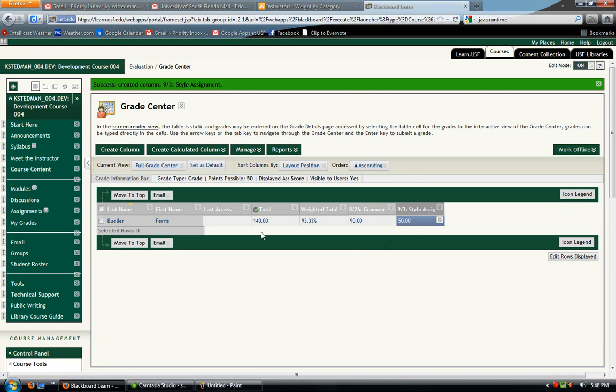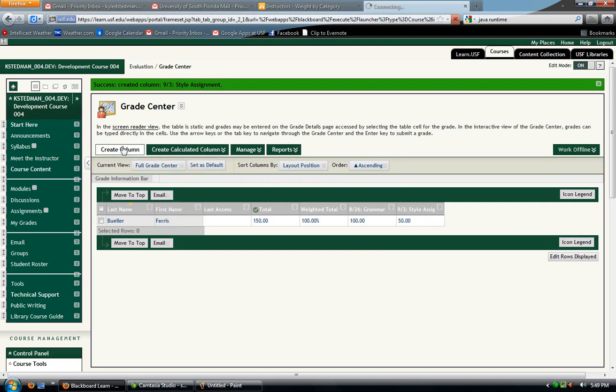But that's not really very helpful. That number is just going to get bigger and bigger and bigger, and eventually it's not going to make any sense at all. It already doesn't really make sense. This weighted total is what we really care about. Watch how if I change this grade to a 100, the weighted total goes to 100, the total points goes to 150.